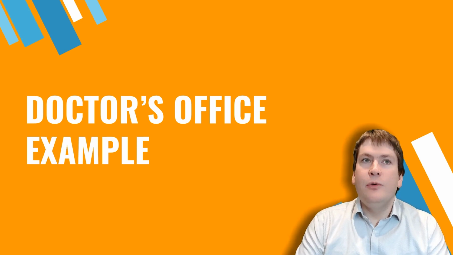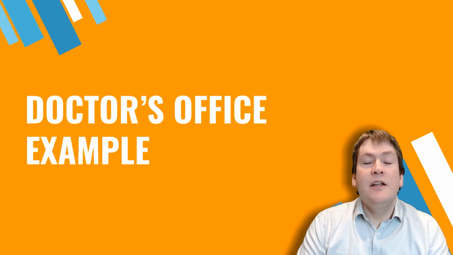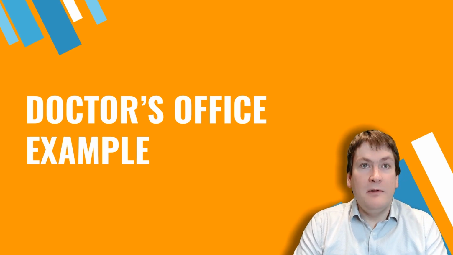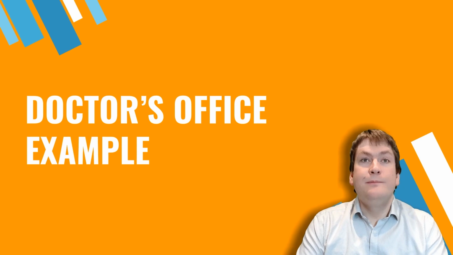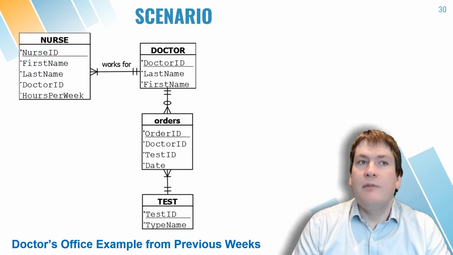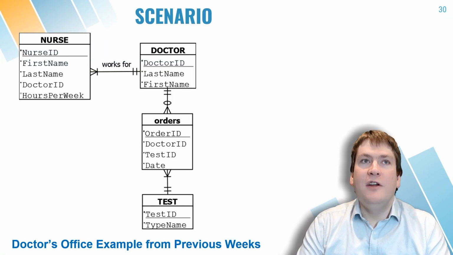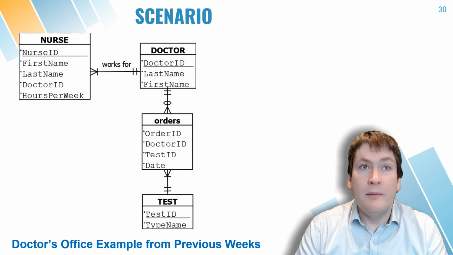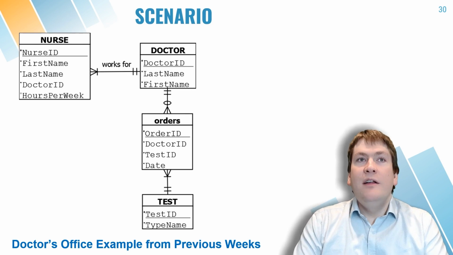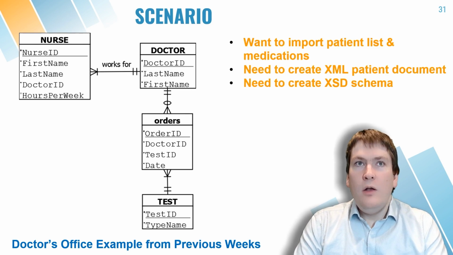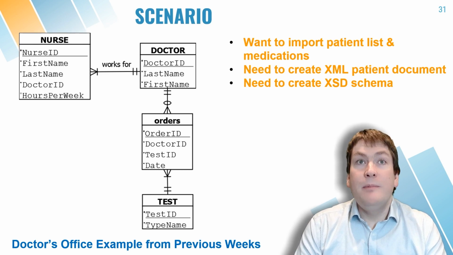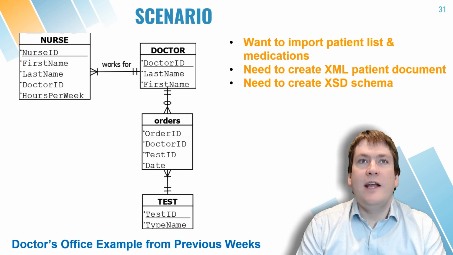Now we're going to get into a new example of going from data to XML. And we're going to be reusing that doctor's office example that we've seen in the previous weeks. So if you remember from previous weeks, we had a scenario with the doctor's office where doctors were assigned to nurses and doctors were able to order tests. So in this example, we assume that we already have this database made for our doctors and nurses, but now we want to be able to import patients into our database.